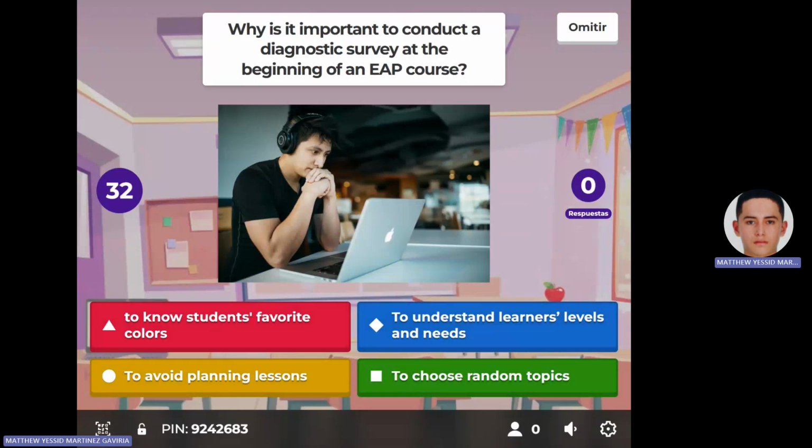But the correct answer is to understand learners' levels and needs, because initial assessments allow the course to be adapted to the students' real needs. That's suggested by Hutchinson and Waters, who assert that we are not machines, and that every teaching process must begin with the student's knowledge. So the blue is the correct answer.